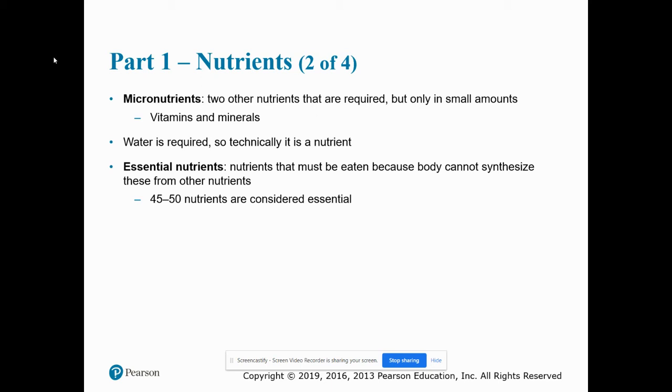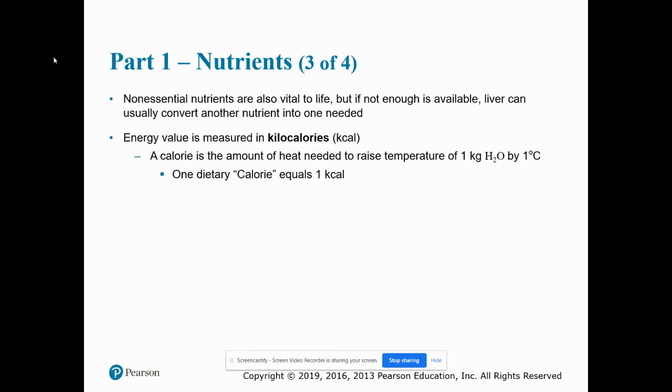Then we have the term essential nutrients, and these are nutrients that we have to eat because our bodies cannot synthesize these from other nutrients. 45 to 50 nutrients are considered essential. Non-essential nutrients are also vital to life. However, if there's not enough available, usually our liver can convert another nutrient into the one that's needed. And then energy value is measured in kilocalories, and a calorie is the amount of heat needed to raise the temperature of 1 kilogram of water by 1 degree centigrade, and 1 dietary calorie equals 1 kilocalorie.